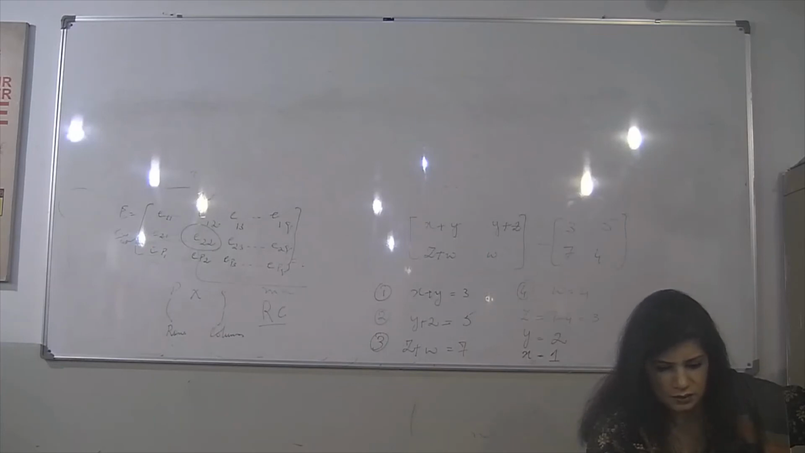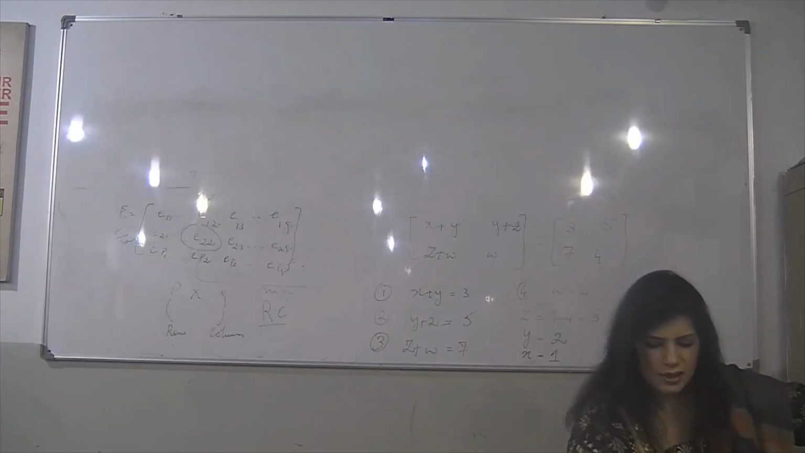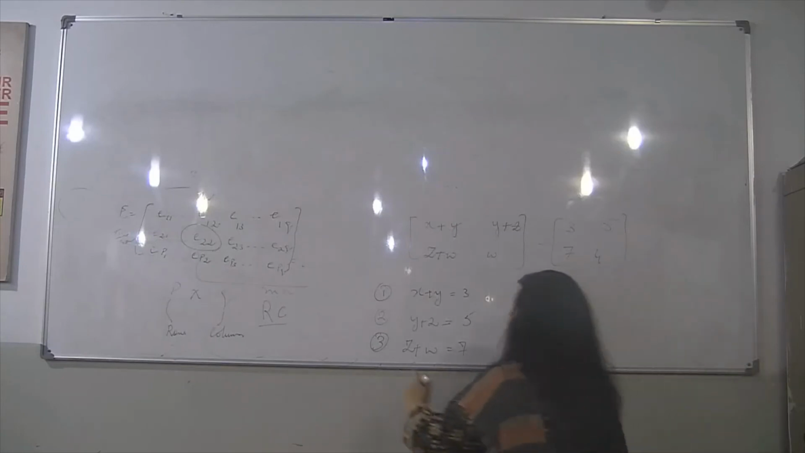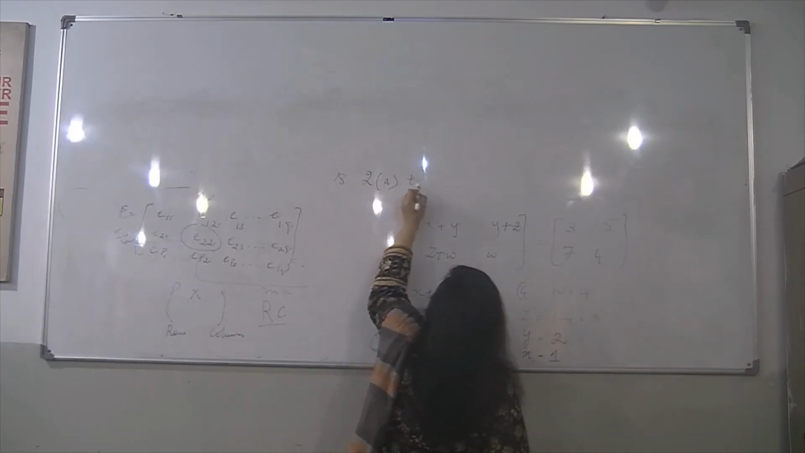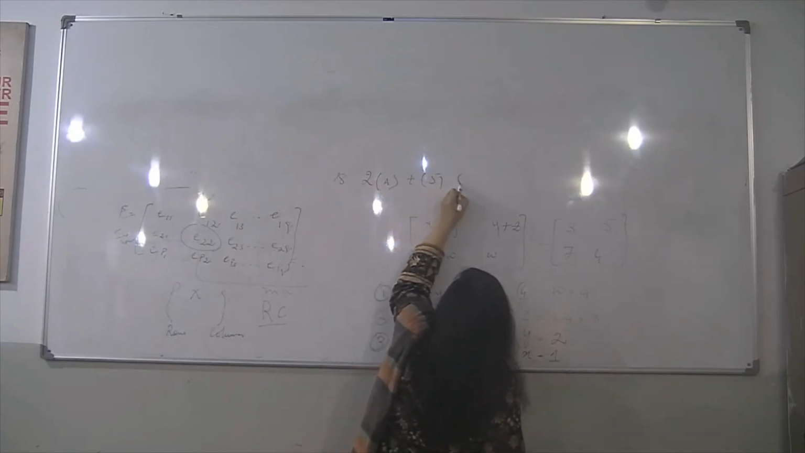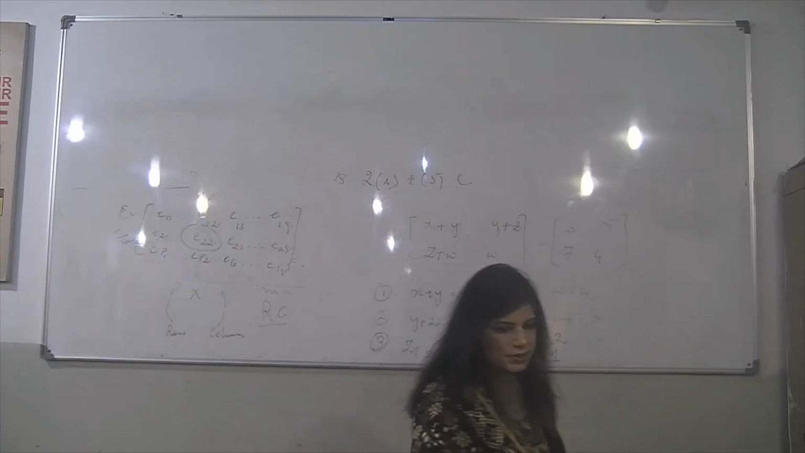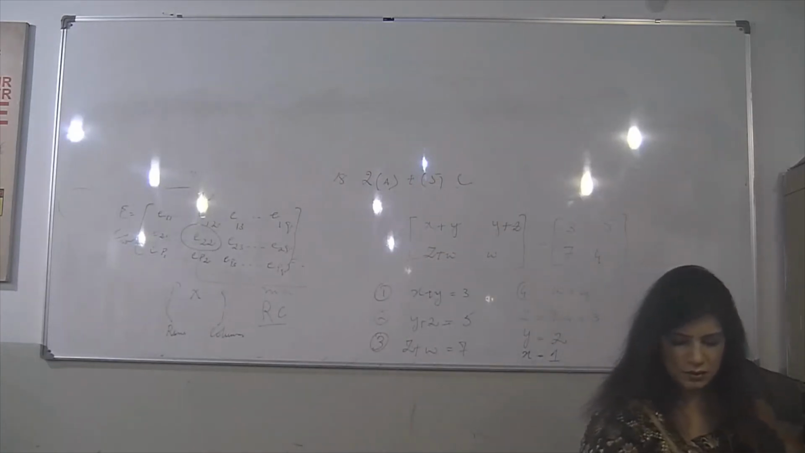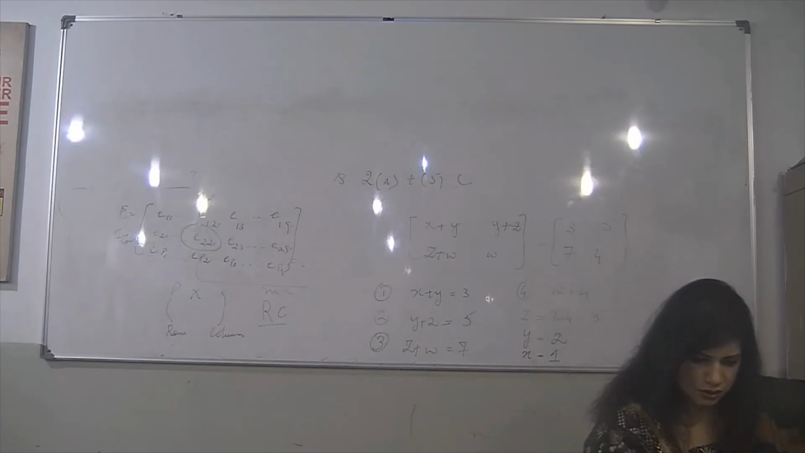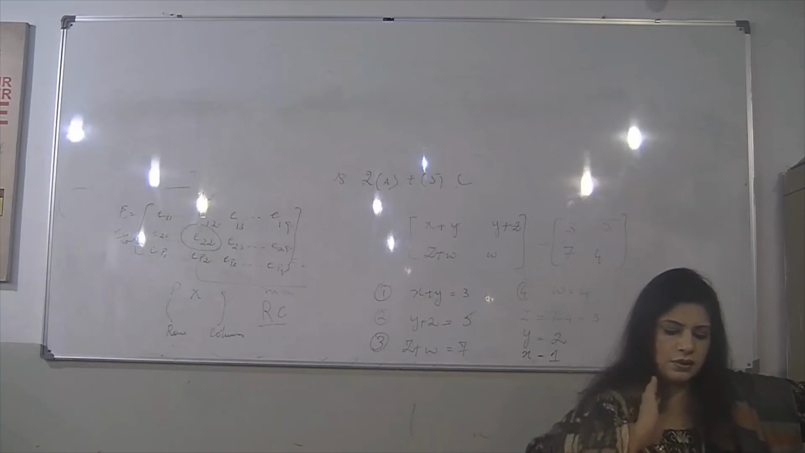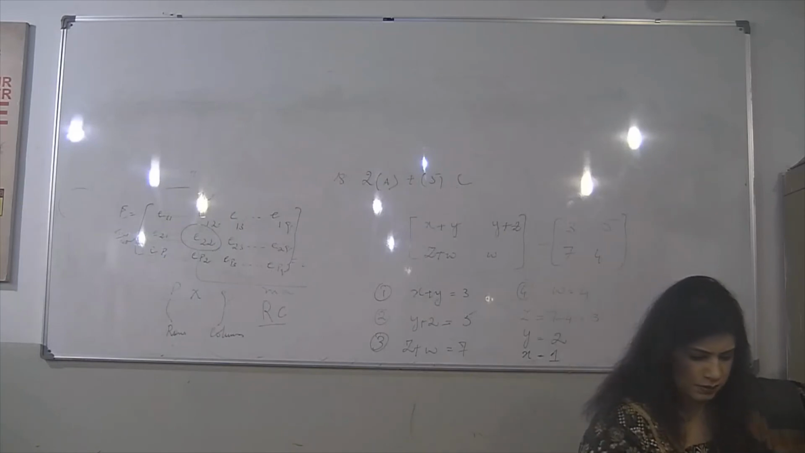So this is question number 18, 2A plus 0.5C. Okay, so I have to see which example this is. They've asked us to evaluate it, and they have given us the values. Let me see if I can find the values of the matrix.